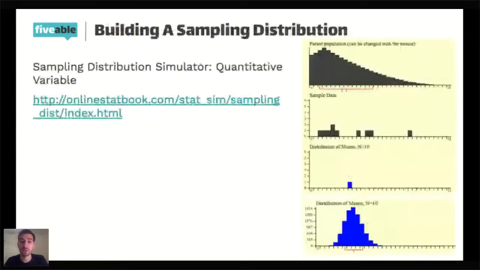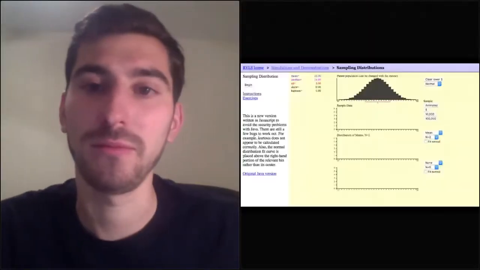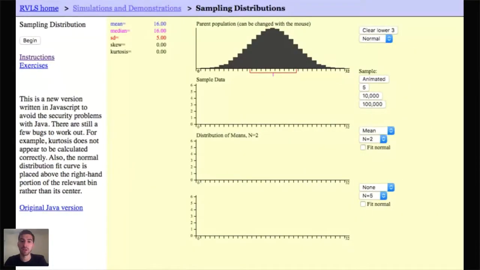So I'm going to switch screens, and we're going to go to a sampling distribution simulation. Let me get out of here, close this video, and we're going to share a different screen. Okay, so on your screen right now, you should see a normal distribution at the top of your page. And we're going to pretend that this can be any quantitative variable in the world.